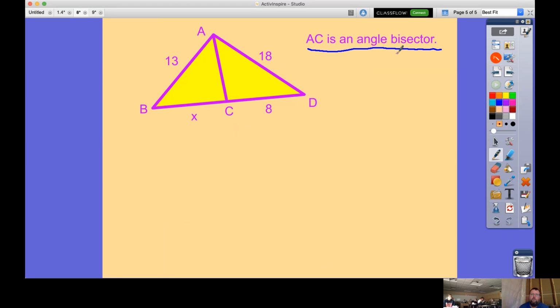All right, so what we do see here is we've got three triangles here again, right? We've got our big one, we've got our left one, and we've got our right one. Now, every other time that we've had three triangles, we were told that this was a 90-degree angle and that was a 90-degree angle. We don't know that this time. The only thing that they tell us is that this line is an angle bisector. What does an angle bisector do?